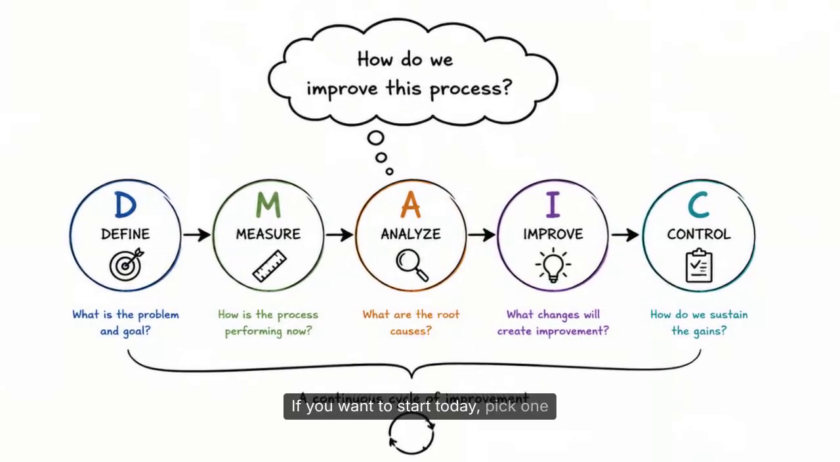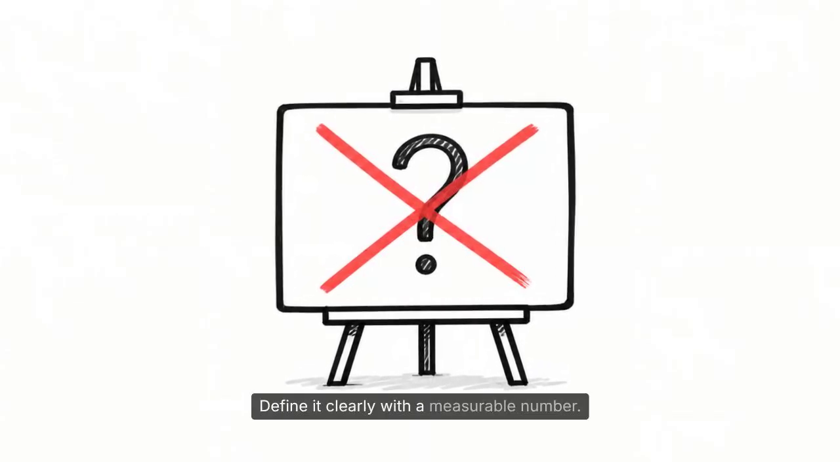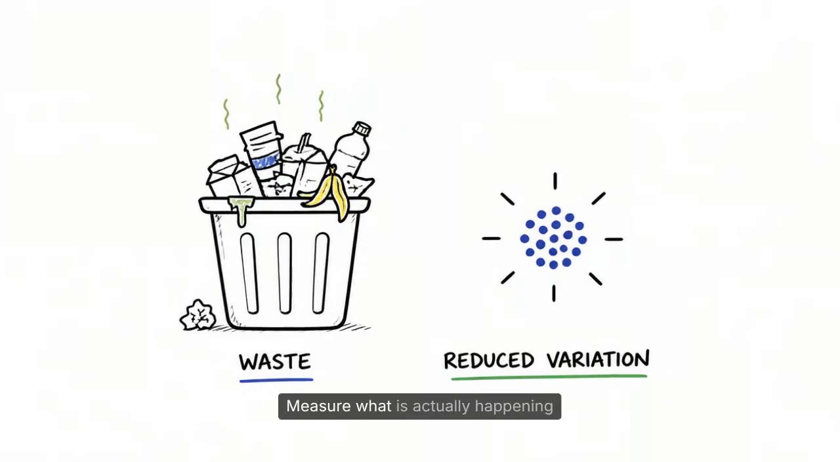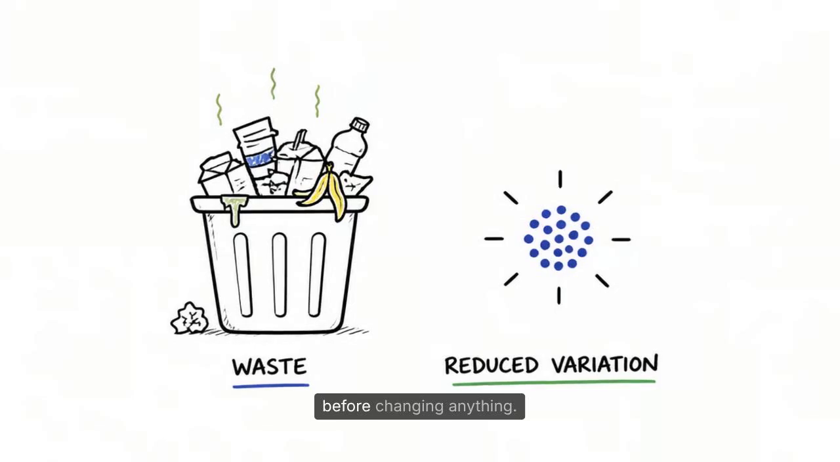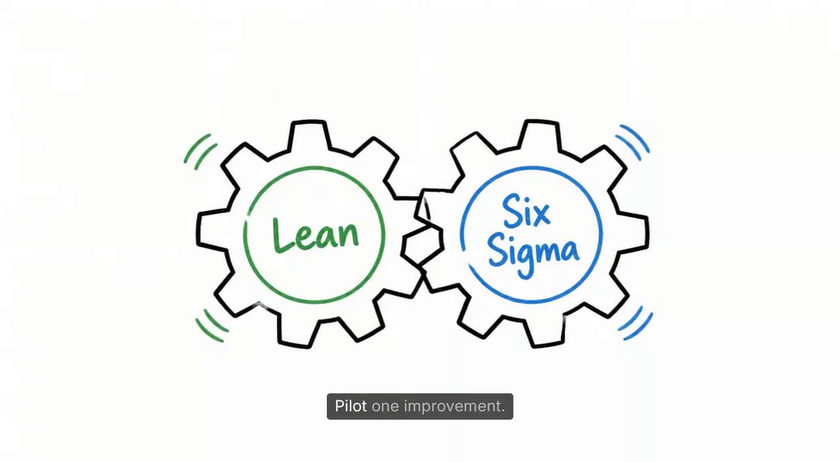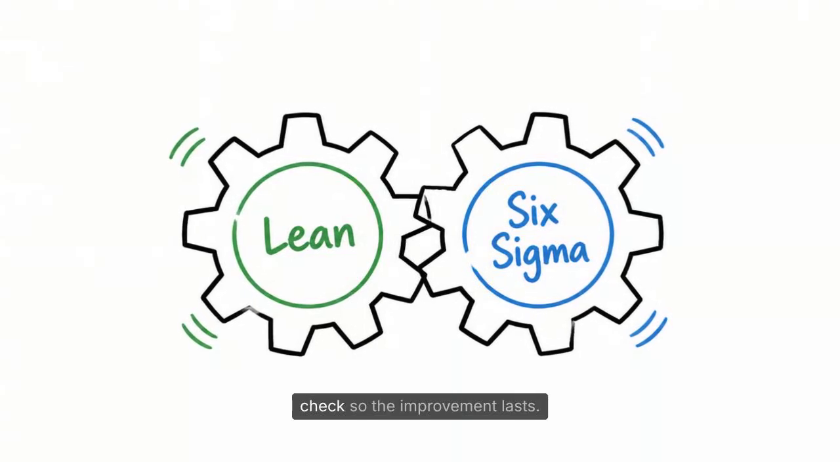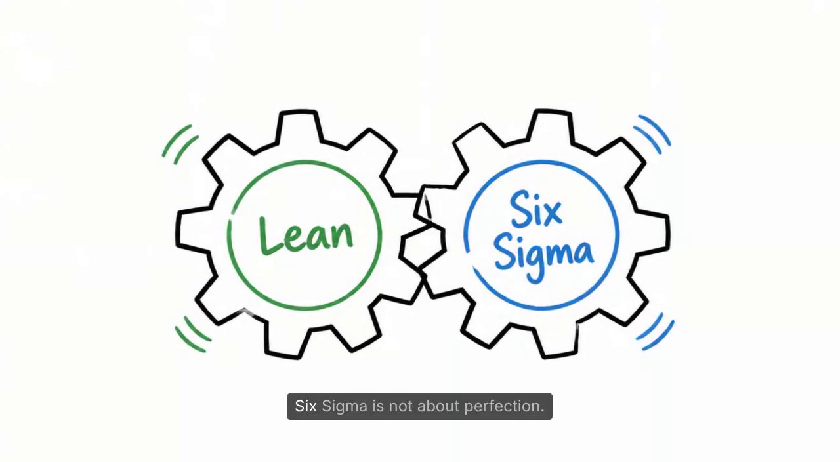If you want to start today, pick one recurring problem in your business. Define it clearly with a measurable number. Measure what is actually happening before changing anything. Use 5 whys to find the root cause. Pilot 1 improvement. Then, create a simple control check so the improvement lasts.